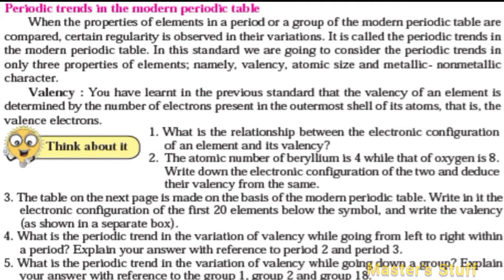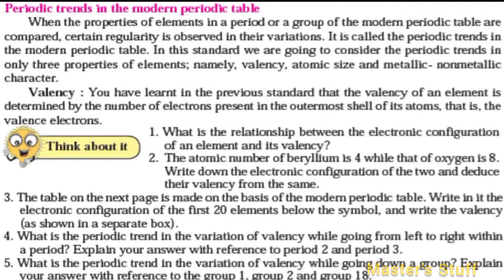Periodic trends in the modern periodic table. When the properties of elements in a period or a group of the modern periodic table are compared, certain regularity is observed in their variation. This regularity is called the periodic trend in the modern periodic table. We are going to see the periodic trend in only three properties, namely valency, atomic size, and metallic and non-metallic character.